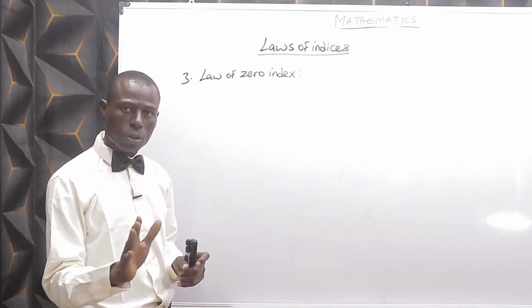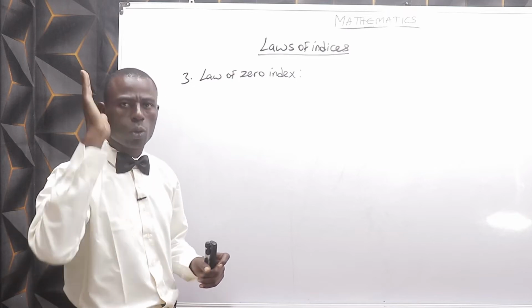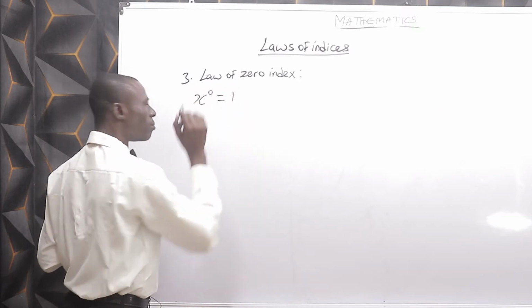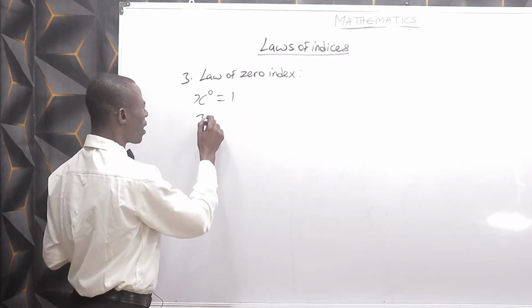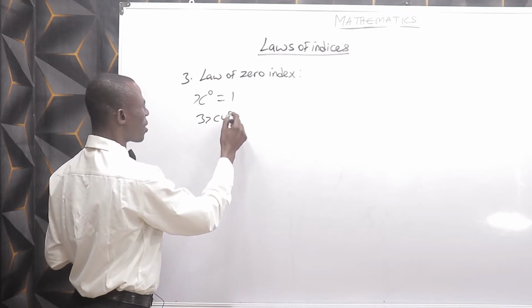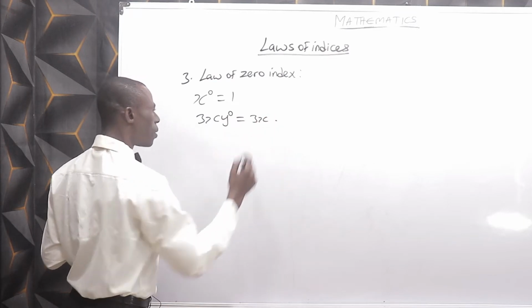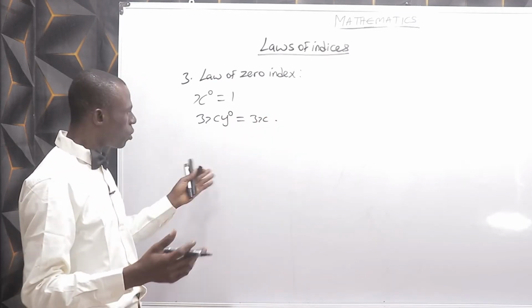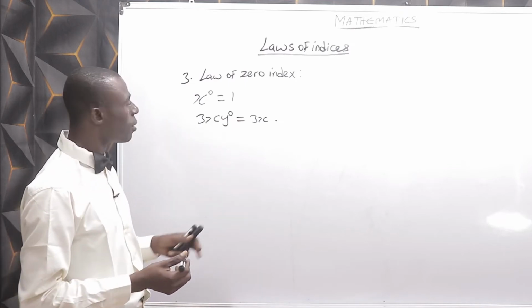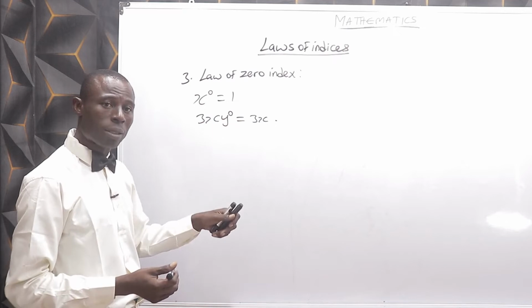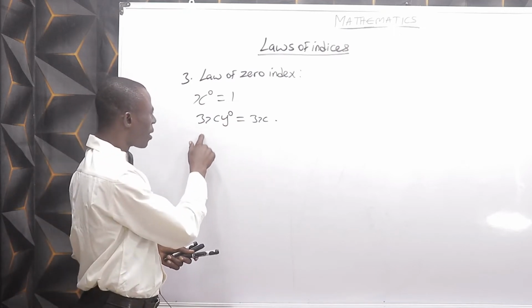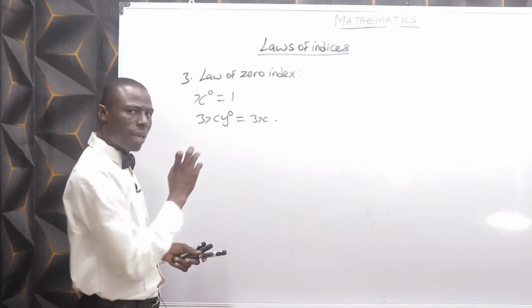To be straightforward with you, anything raised to power 0 equals 1. X raised to power 0 is 1. 3x y raised to power 0 is equal to 3x. Someone will say, why not outrightly 1? It's not going to be outrightly 1. Like x raised to power 0 equals 1. This one cannot be equal to 1. Because we have 3x and y here.